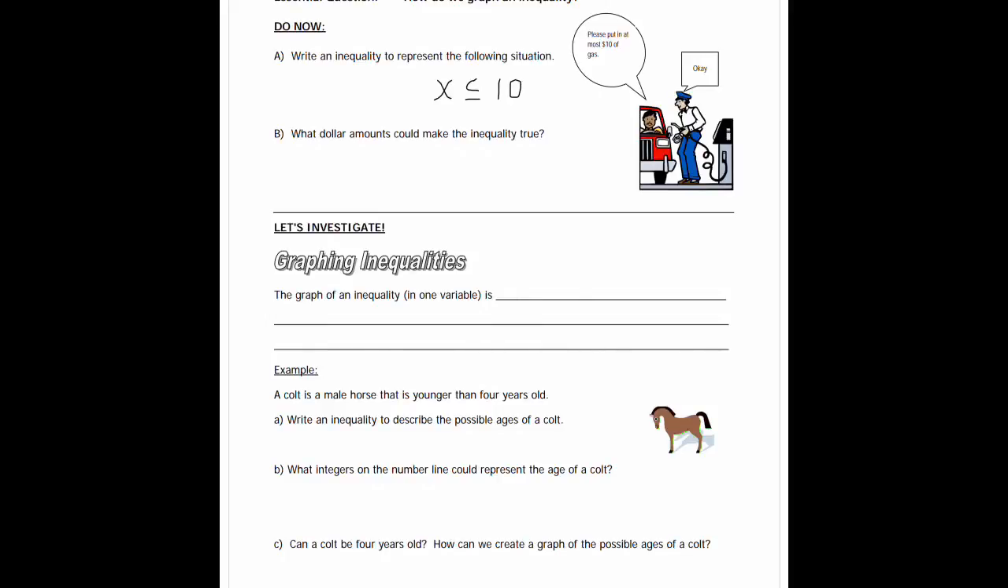Because at most means that the gas attendant can put $10 in, no more than that, but they can put less than $10 in. B. What dollar amounts could make the inequality true? So as I was just saying, the most amount of money that the person could spend on gas would be $10 or any amount less than that. So we will say they could spend from $1 to $10 on gas.